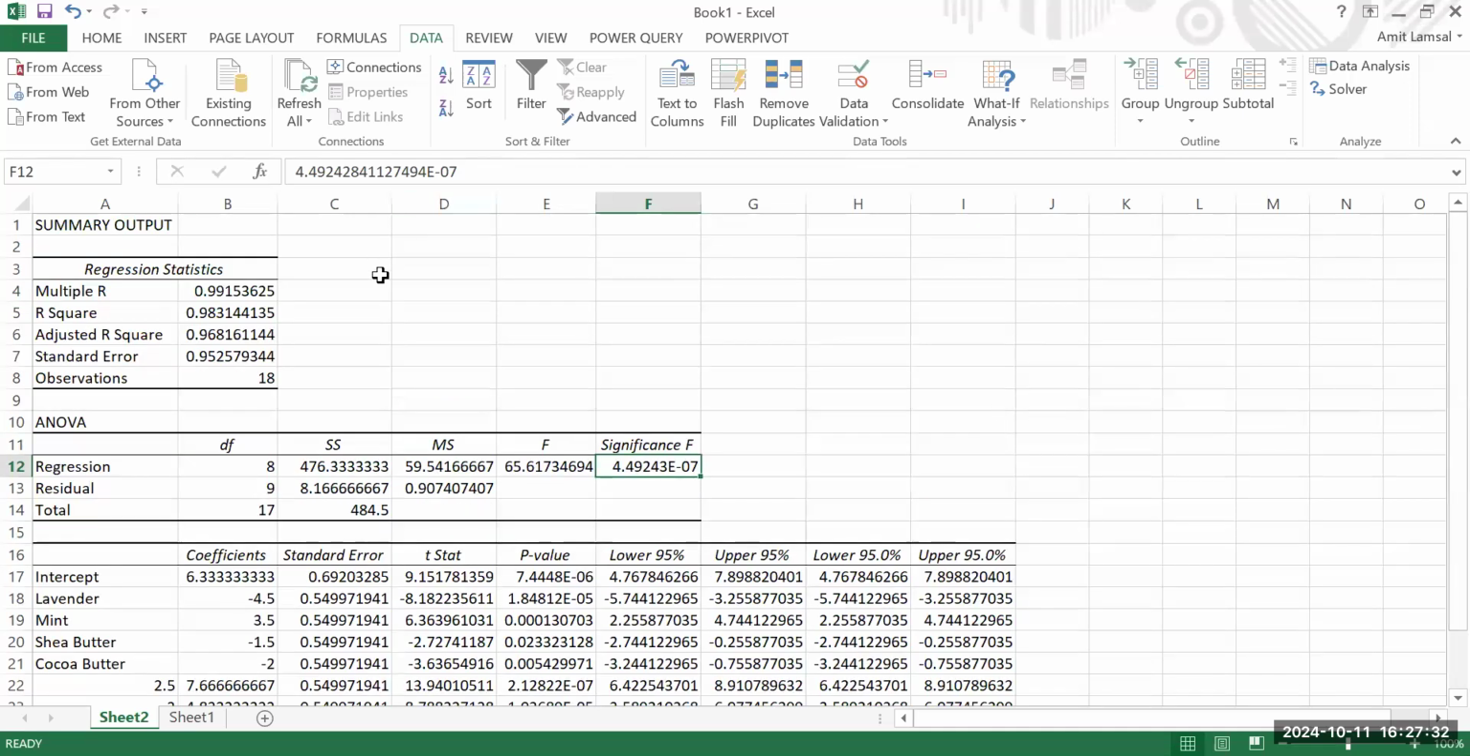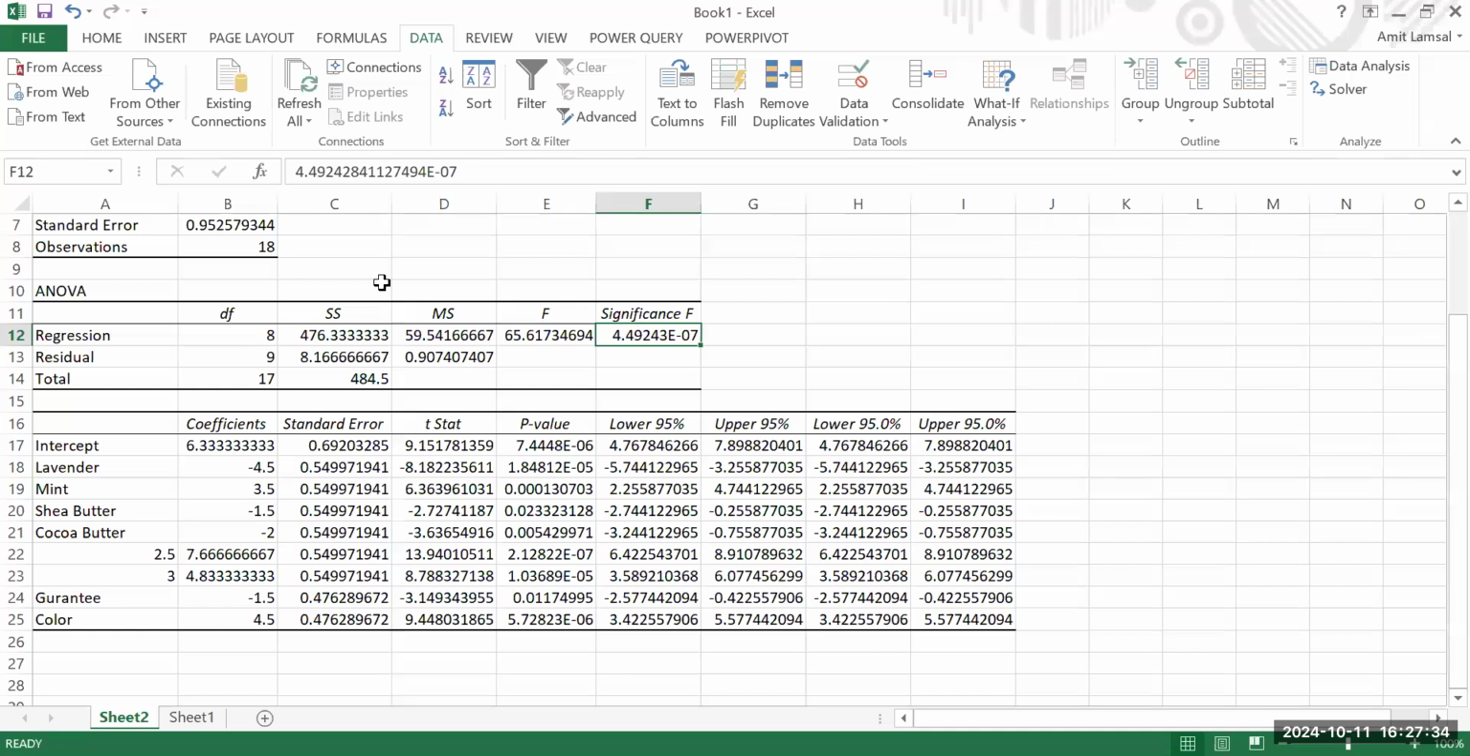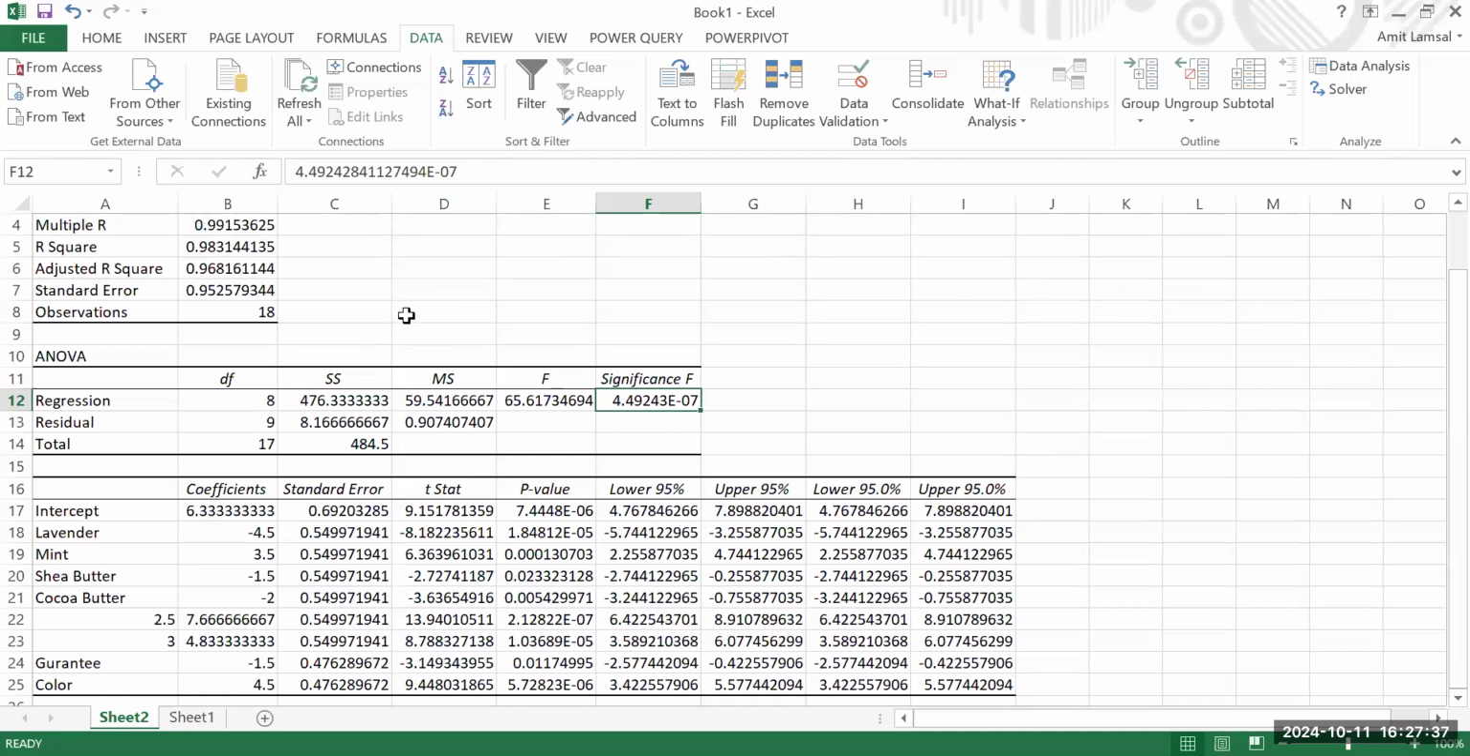From the output, it is clear that the analysis is really good because our R square and our significance F are really good, which means we are doing it the good way. So the next step would be to identify the utility of the attributes. This means you have the fragrance: lavender, mint, and non-fragrant. What will be the total utility of that? Likewise, you have the ingredients: shea butter, cocoa butter, and coconut butter. What will be the overall utility of that? Likewise, what will be the utility of the prices? What will be the utility of guarantee and color?